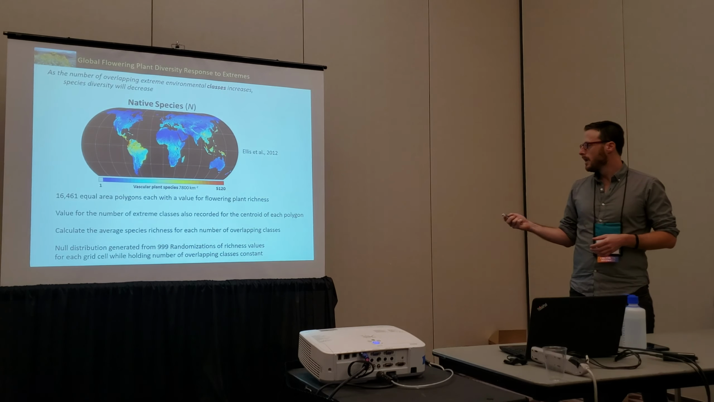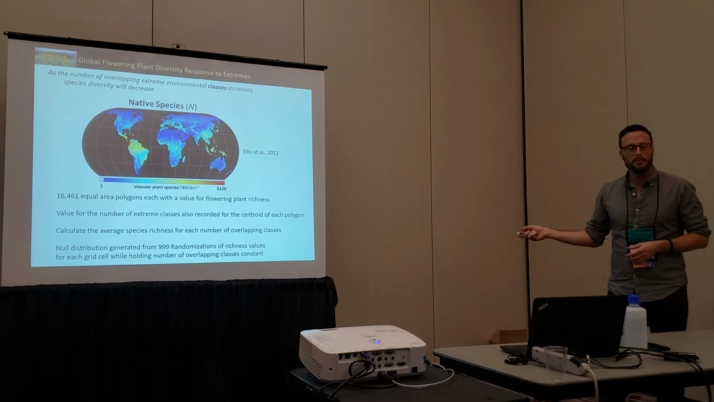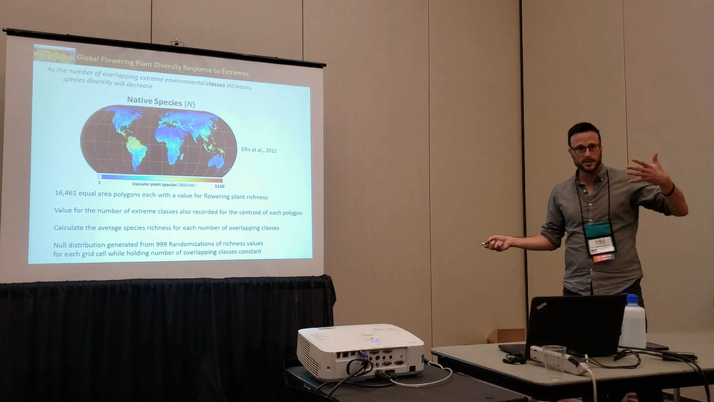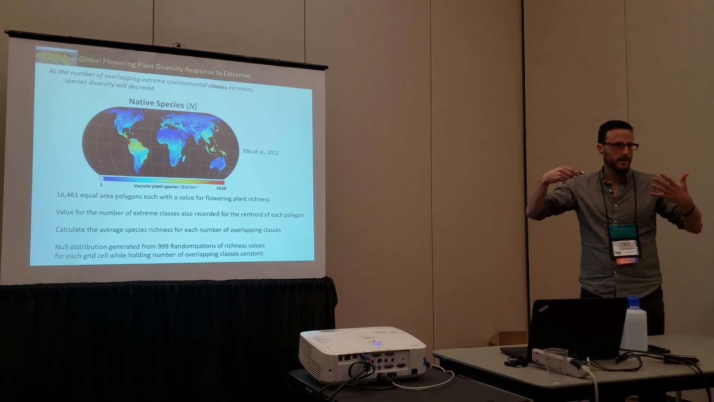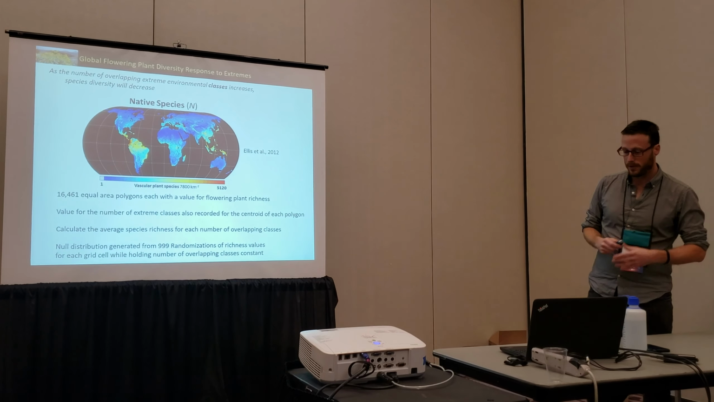Then we generated a null distribution by holding the number of classes constant and randomizing the diversity 99 times against that, and then calculating the averages for each of those.